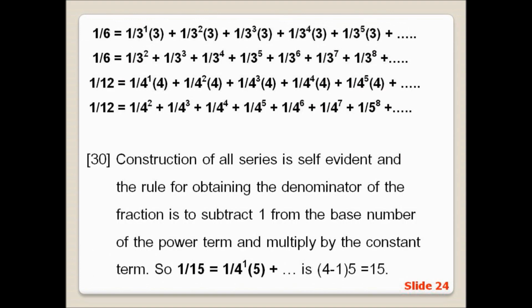Construction of all series is self-evident, and the rule for obtaining the denominator of the fraction is to subtract 1 from the base number of the power term and multiply by the constant term. So the fraction whose first term is 1 over 4 to the power 1 times 5 is 4 minus 1 times 5 equals 15. So the fraction is 1/15.